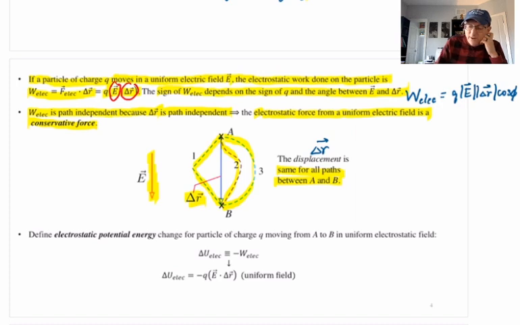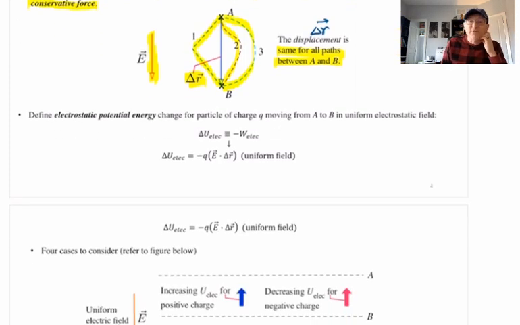That means we can define an electrostatic potential energy function, or the electrostatic potential energy change, as our particle of charge Q moves from A to B. Here we go. Defining the electrostatic potential energy change for a particle of charge Q moving from A to B in a uniform electric field.